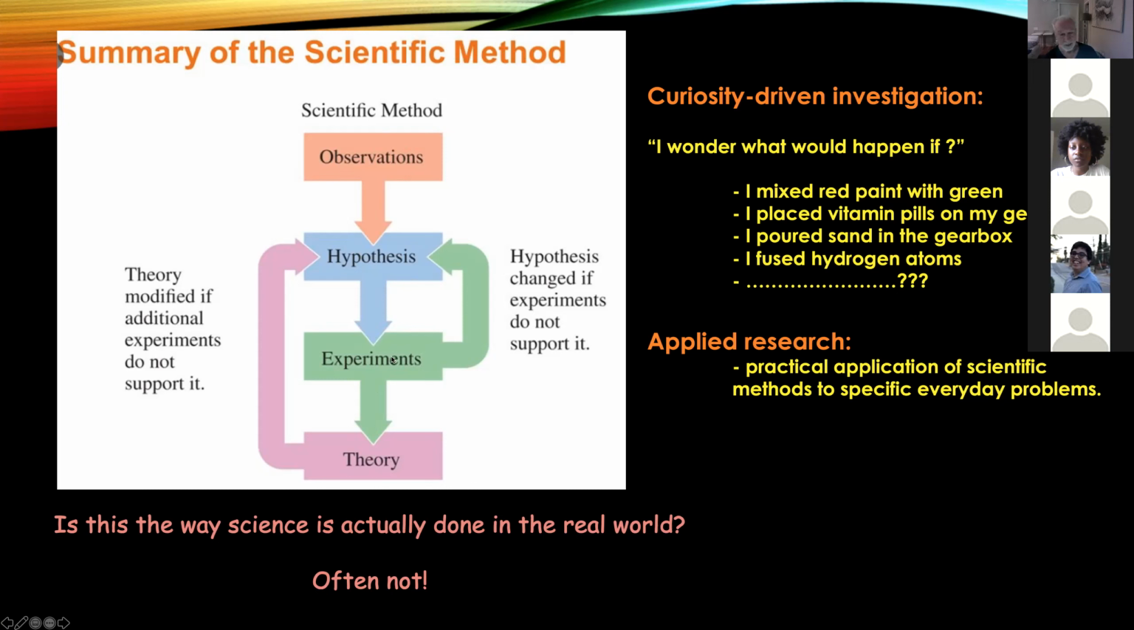Now, if the experiments do not give results consistent with the hypothesis, you go back and change the hypothesis. If, on the other hand, you do multiple experiments, some of them support the hypothesis and some don't, then you have no basis for a theory. So again, you go back to the hypothesis and make adjustments. So is this the way science is actually done in the real world? Rarely. It almost never works in such a straightforward manner.